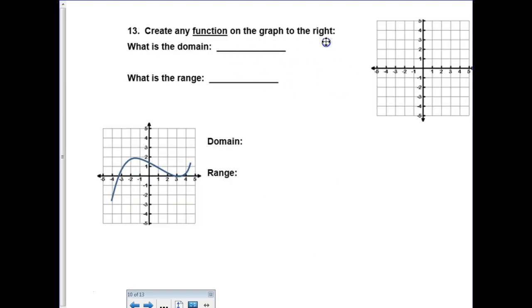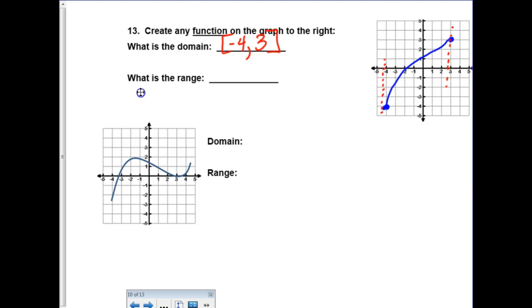All right, here they want you to create any function, so anything at all. I don't have a lot of creativity in my life, so I'm going to do it like this. And then it says, what's the domain? Well, remember domain is all the x's from left to right. My domain starts here at -4 with a point, so we're going to have to use a bracket this time. And then it hits every single x value until it stops over here at 3. Because they have points, you need to use square brackets like that.